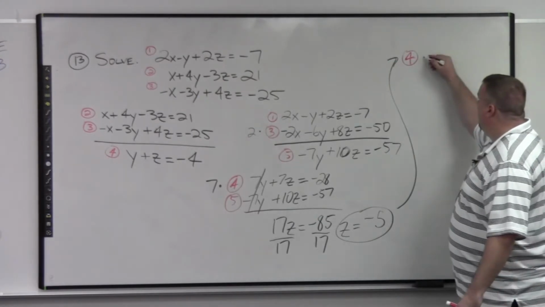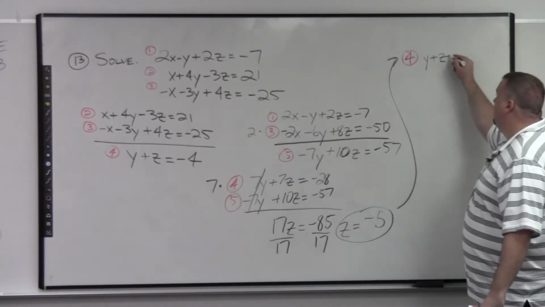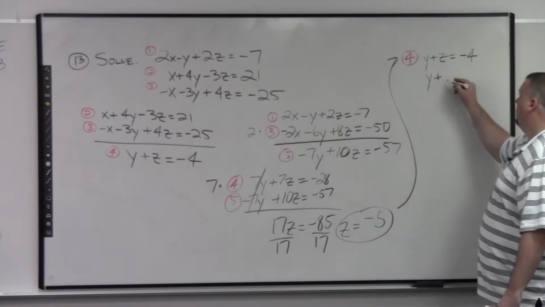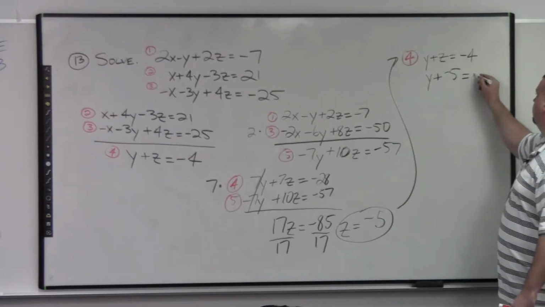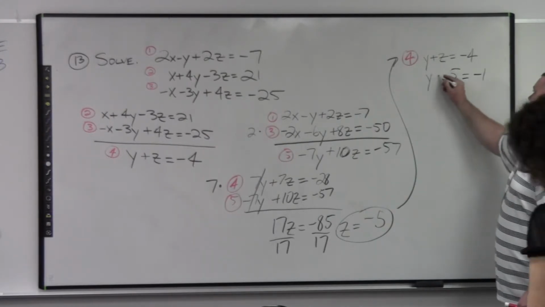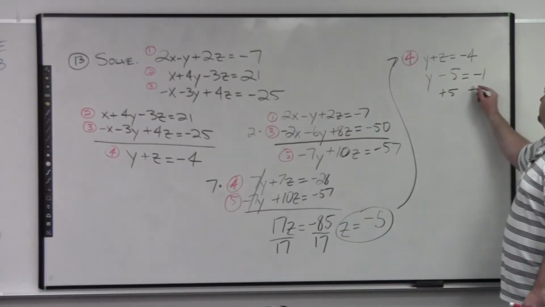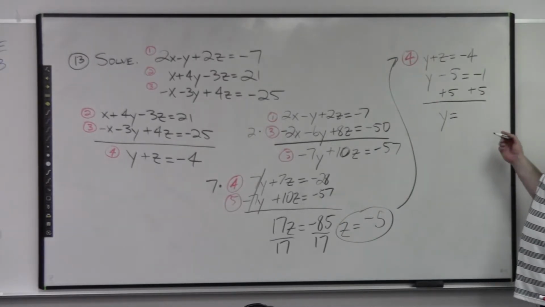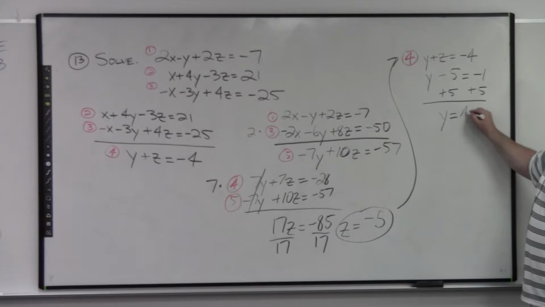So we've got y plus z equals negative 4. We know now that z is negative 5. And if I add 5 to both sides, what's y end up being? What's negative 1 plus 5? 4?